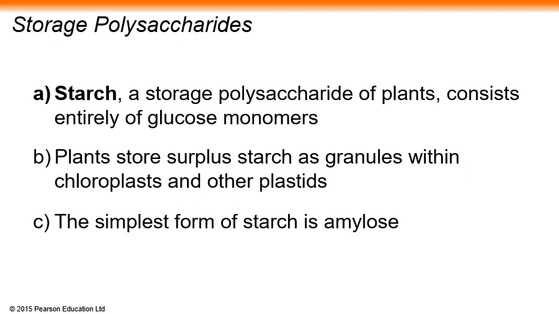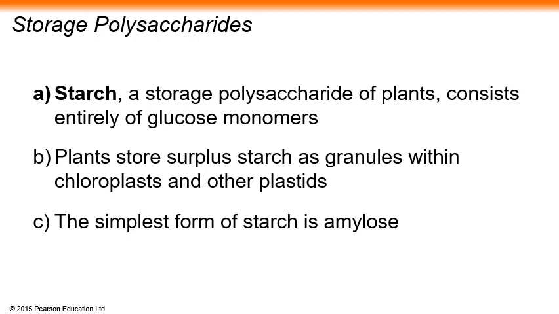Okay, for storage polysaccharides, starch. There's a storage polysaccharide of plants that consists entirely of glucose monomers. So when you look at a starch molecule, it is a polymer of glucose, glucose, glucose. Some hundred glucose molecules connected together, we call that starch. So plants store surplus starch as granules within chloroplasts and other plastids.